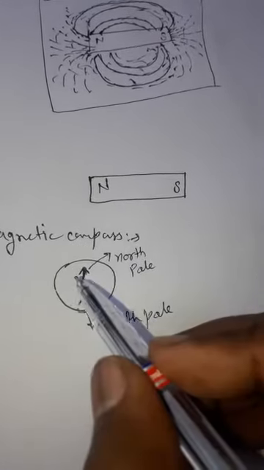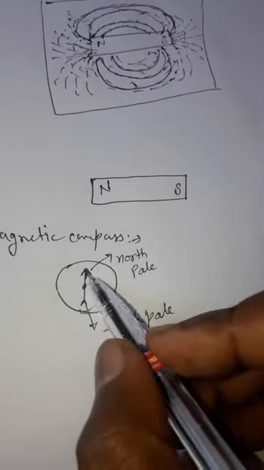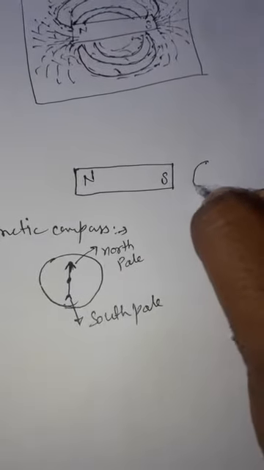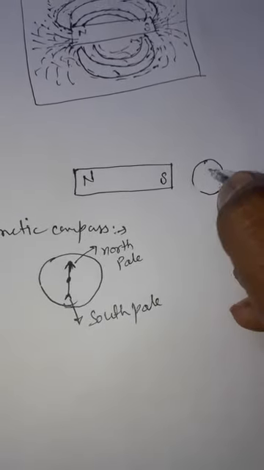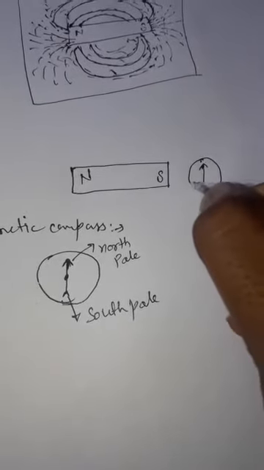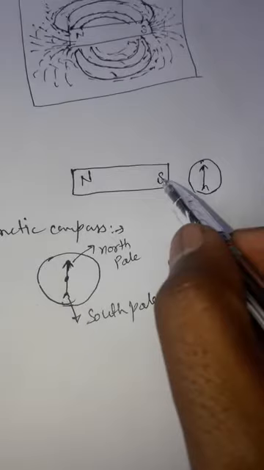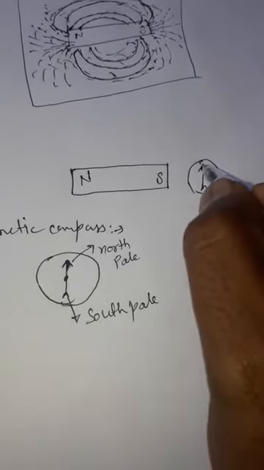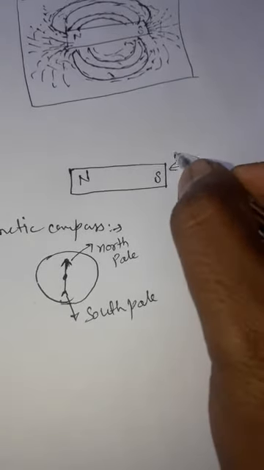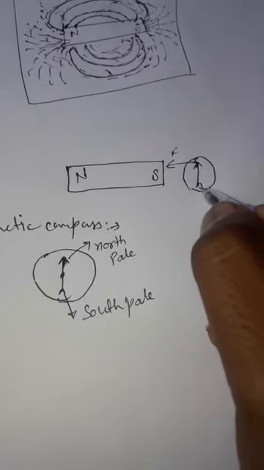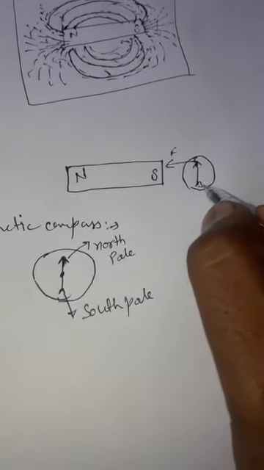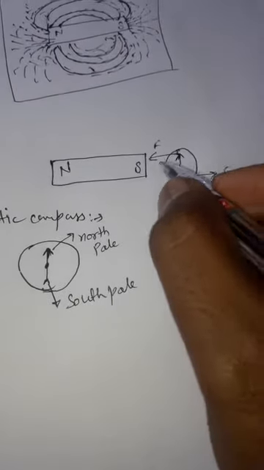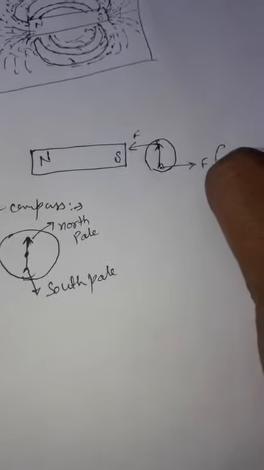When this compass is placed in some magnetic field, like near this magnet, then if we place this needle here, this is its north pole, this its south pole. Due to this south pole of the magnet, the north pole of the needle is attracted towards it, and hence the arrowhead experiences a force in this direction. Similarly, this south pole experiences a repulsion from the south pole of the magnet, and hence it experiences a force in this direction. So we can say this needle is deflected in the direction like this.